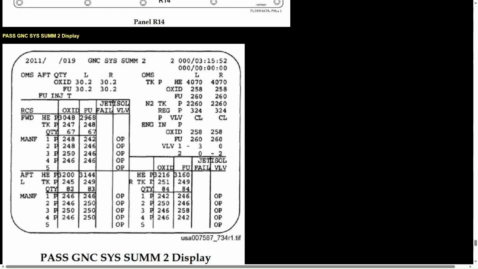And when this pressure starts getting low, and if you look in the limitations, you'll see when it is low, that means, okay, we've got to get out of orbit and land on the runway as soon as possible, because we do not have any propellant to work in outer space anymore.